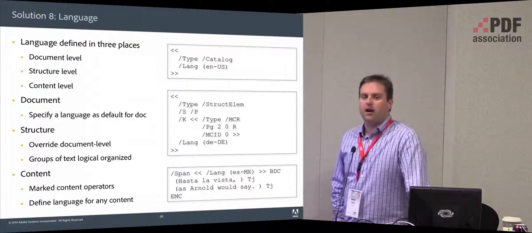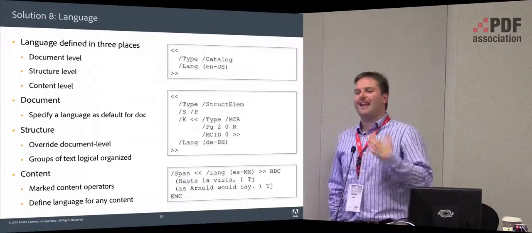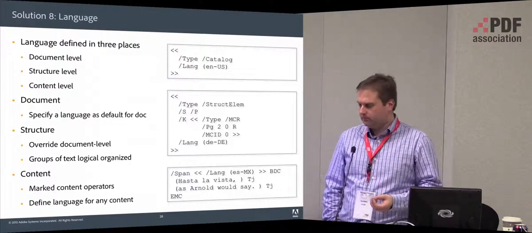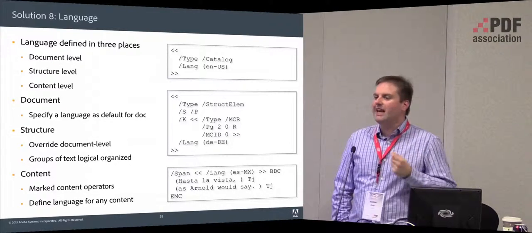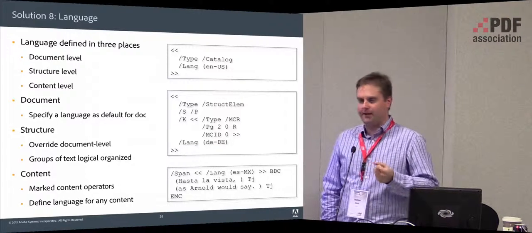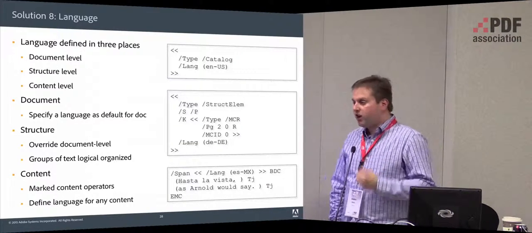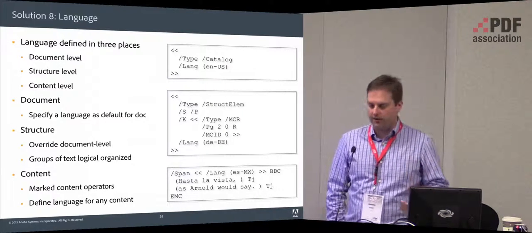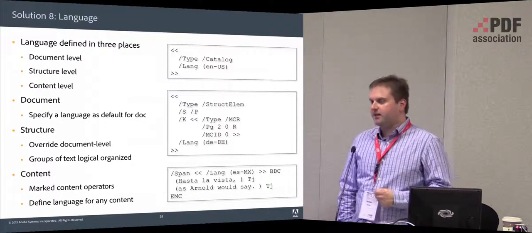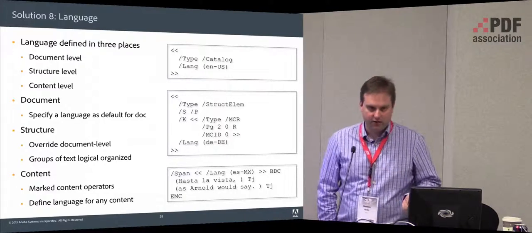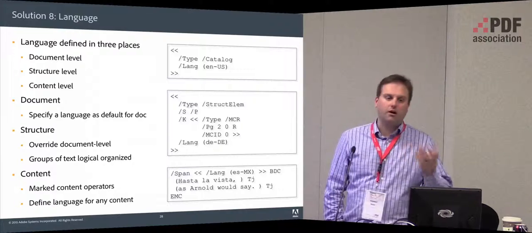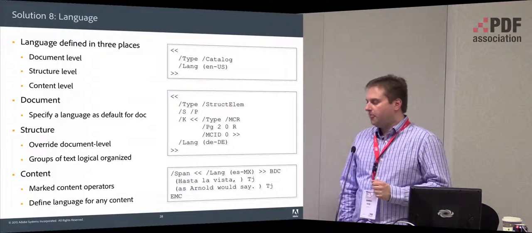Another aspect of PDF that's really important is the language. I pointed this out earlier: how do you know what language content is in? PDF defines three levels of language within a document. There's the document level language, which is usually intended to be the primary language of a document. You might say that this article is entirely in English, with the exception of some content that's maybe in French or German or some other language.